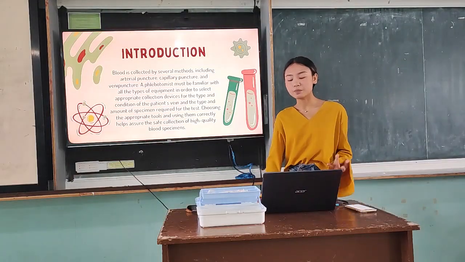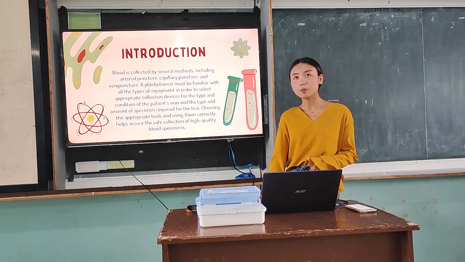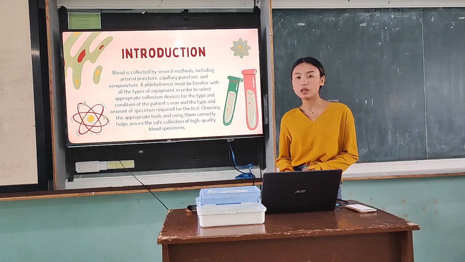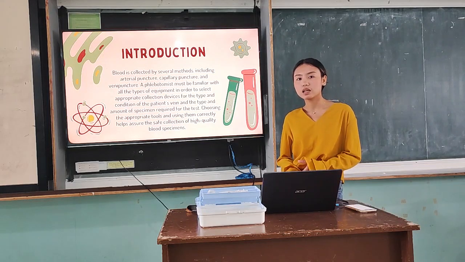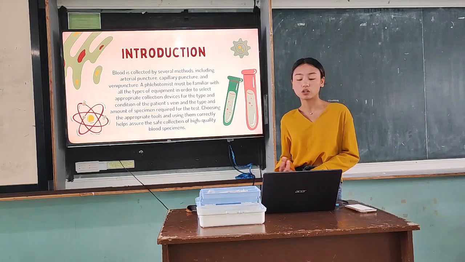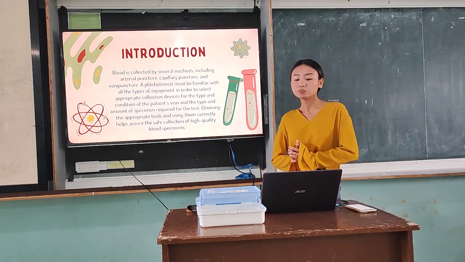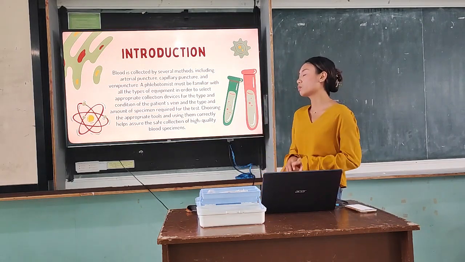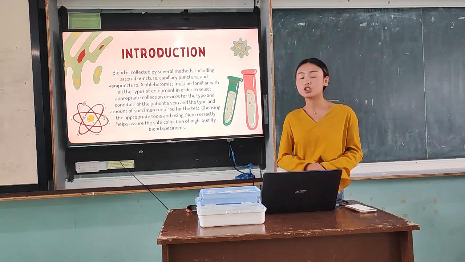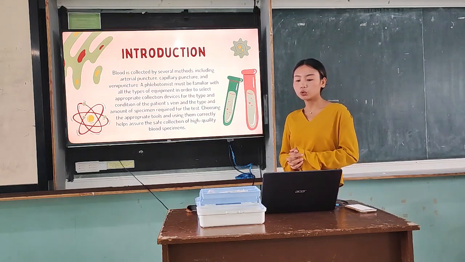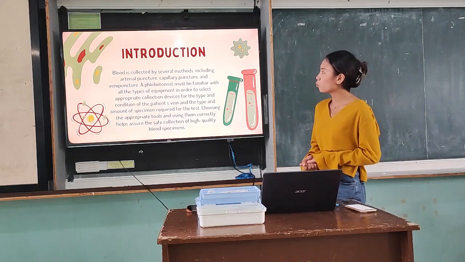So, di ba last time, tapos na tayo with the phlebotomy, different types of collecting blood specimens such as the venipuncture, capillary puncture, and also the EPS. So now, with our discussion, we will be talking about the different blood collection tubes. So, to introduce our topic, can someone read itong nasa harap?